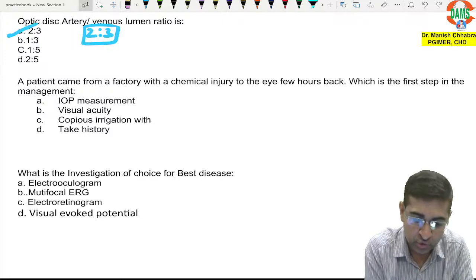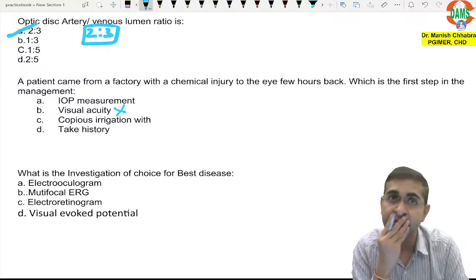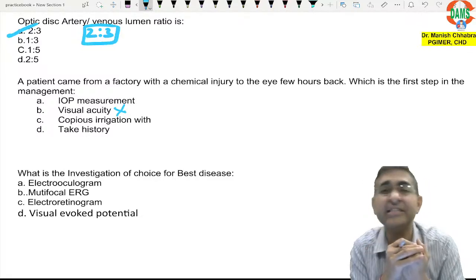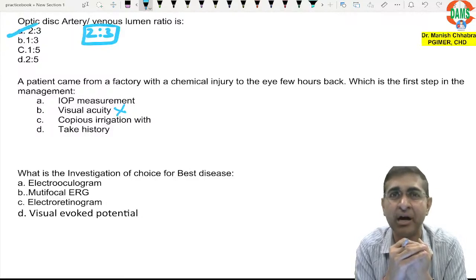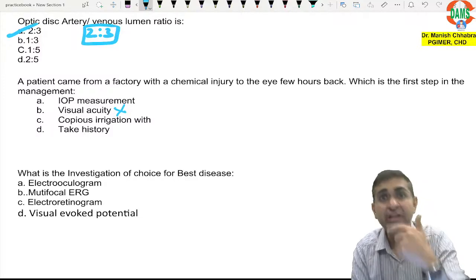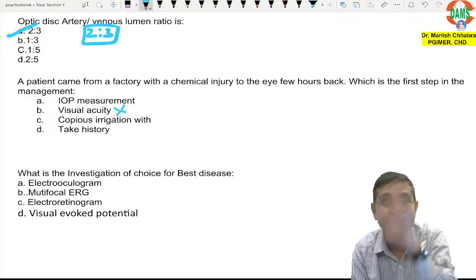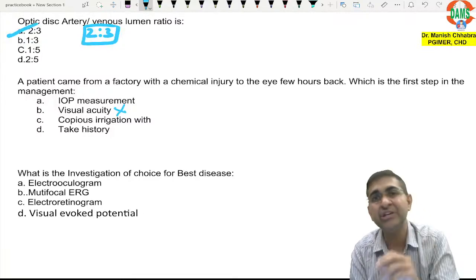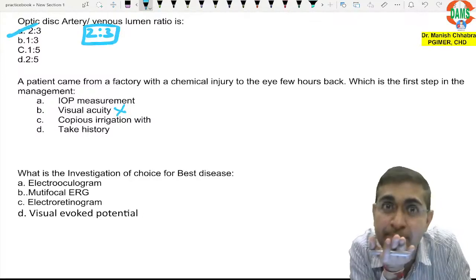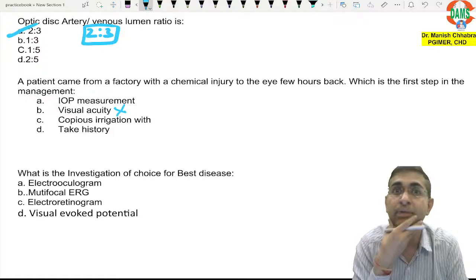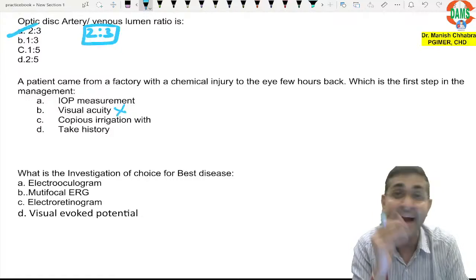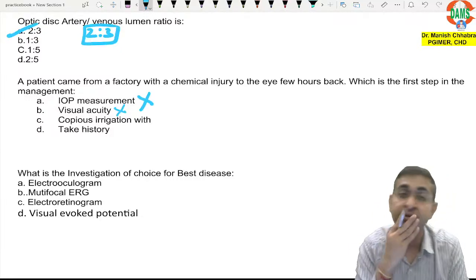Yes, so you will not do visual acuity first. And IOP measurement can be done later. That is the secondary examination part, not the primary examination part. You can go on for slit lamp examination, and then ultimately you will go on for IOP measurement, because IOP measurement is done when the patient is on the slit lamp. Then only you will be able to do the gold standard IOP examination, which is Goldmann Applanation Tonometry, GAT. So not the IOP measurement.